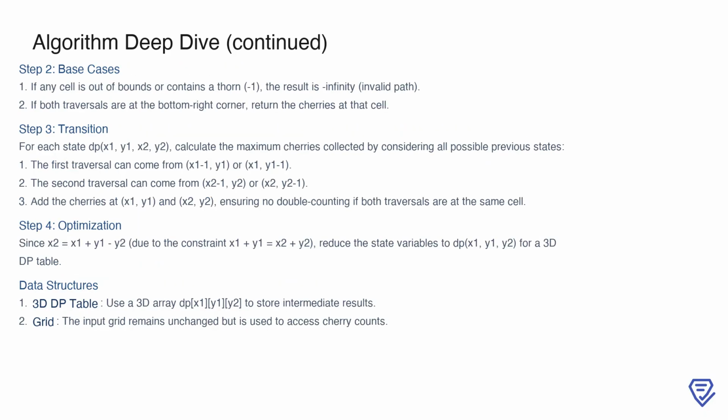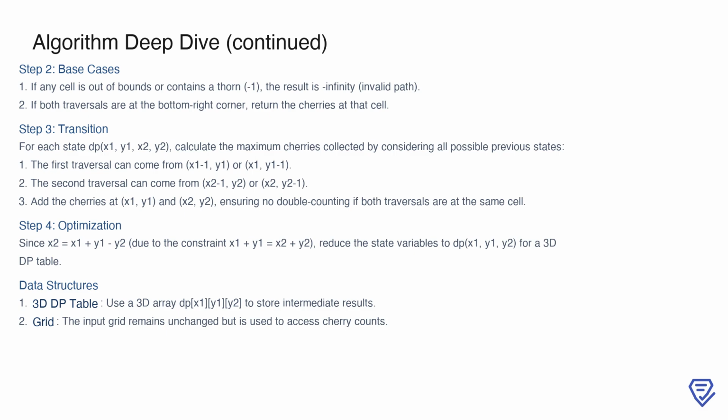To implement the dynamic programming solution, we start by defining the base cases. If either traversal moves out of bounds or encounters a thorn, a cell with value -1, the result for that state is set to -infinity, indicating an invalid path. If both traversals successfully reach the bottom right corner, the cherries at that cell are returned.